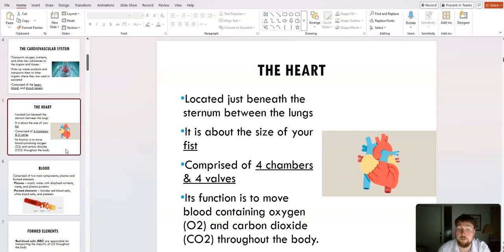Carbon dioxide is a waste product, and what happens is the heart pumps the blood, delivers oxygen from the blood to your different tissues, different organs, etc. And then as a waste product, it brings back carbon dioxide, and then that's what you exhale. Okay. It's comprised of 4 chambers and 4 valves. Okay, and it's located just beneath your sternum, about the left side of your rib cage, not right in the middle, but around the left-hand side.